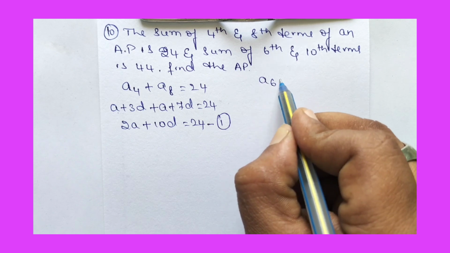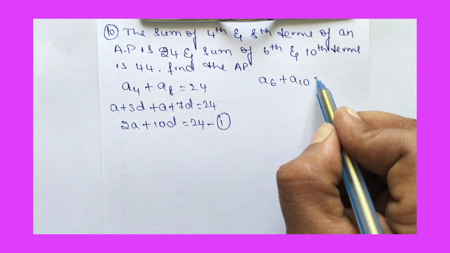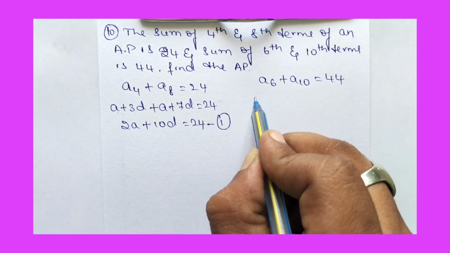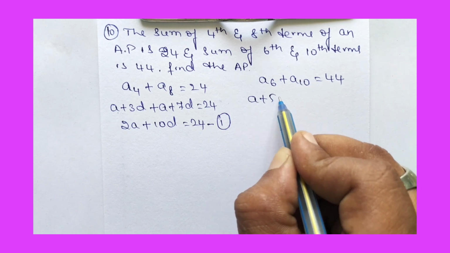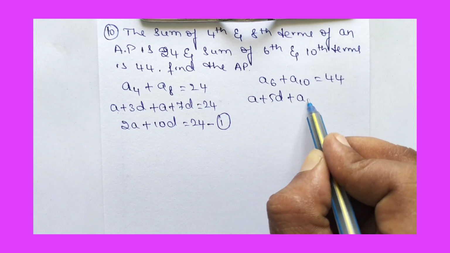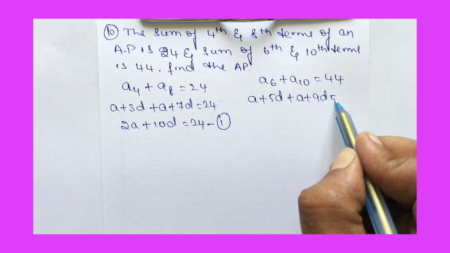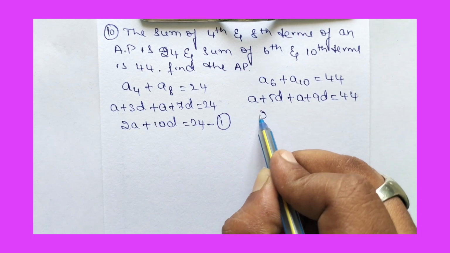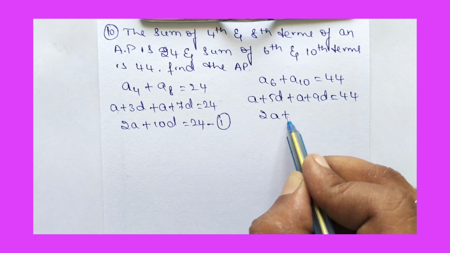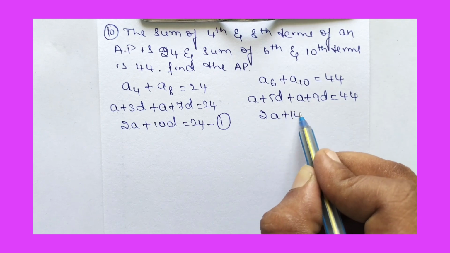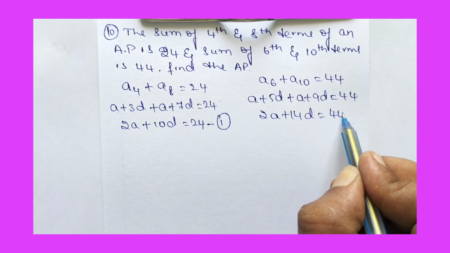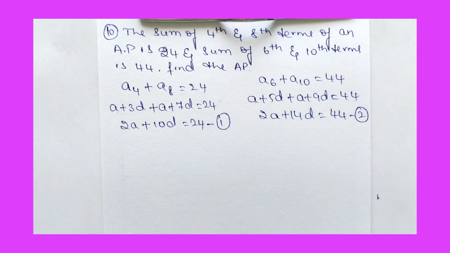Next, 6th term matte 10th term na add madare, it is equal to 44. A6 can be written as a plus 5d, A10 can be written as a plus 9d, which is equal to 44. So a plus a become 2a, 5d plus 9d become 14d, is equal to 44. You call it as equation 2. So ega avan AP find out madu anta helidane, adike naven madbeko, so a matte d erdnu find out madbeko.